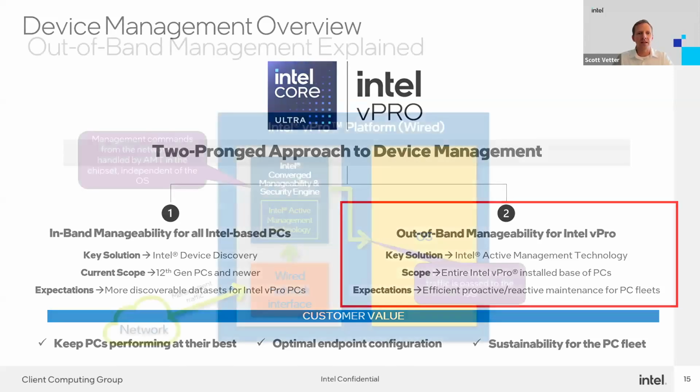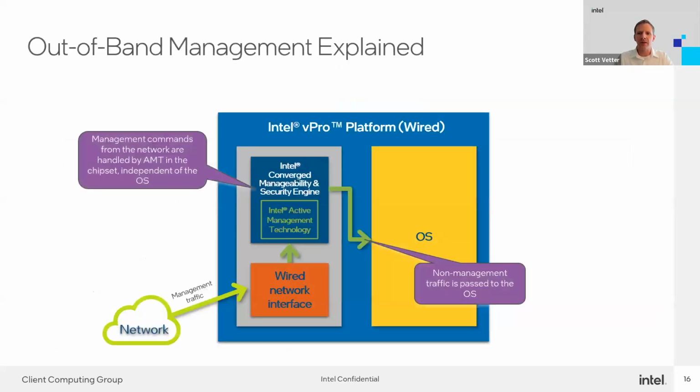So what is out-of-band management? Well, out-of-band management means that the management happens at the chipset and not at the OS level. So if you look at this graphic, you have your network down in the lower left. Your management traffic comes in from the network, and this is for a wired platform, by the way. The wireless is slightly different. We'll be getting to that in the next slide.